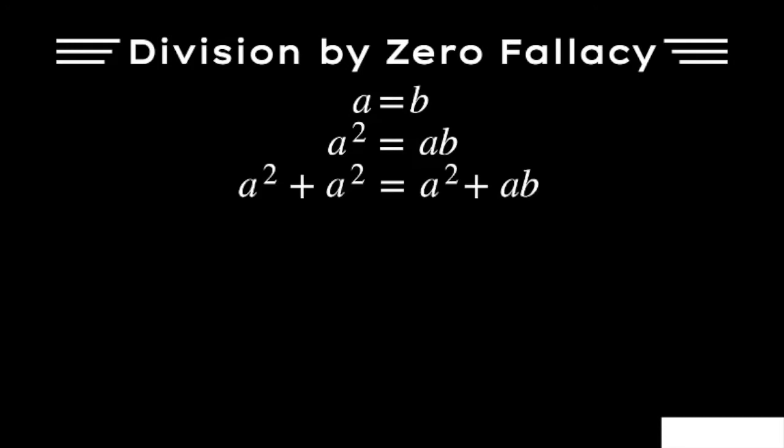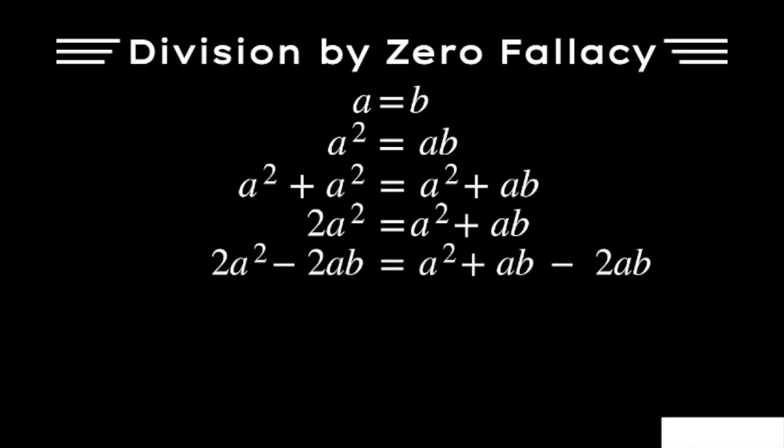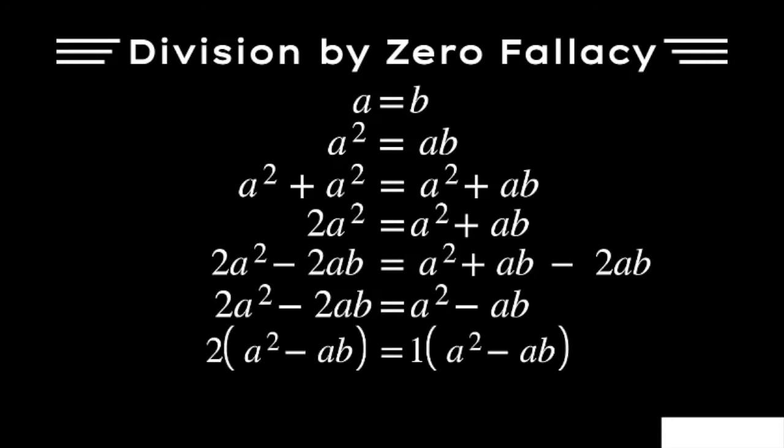For example, the division by zero fallacy starts with a equal to b. If we multiply a to both sides and add a squared, it will result in 2a squared equal to a squared plus ab. From there, we would subtract 2ab from both sides, where we would get a squared minus ab on the right side. Then we can factor out a 2 and a 1 and then cancel the expression in the parentheses, resulting in 2 equal to 1. Can you tell where the mistake is?